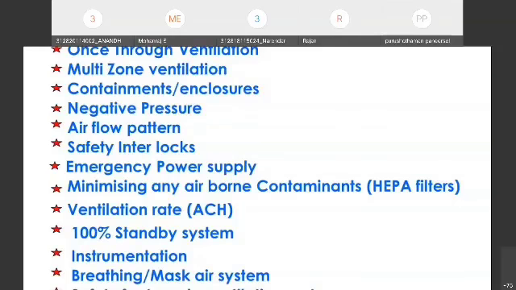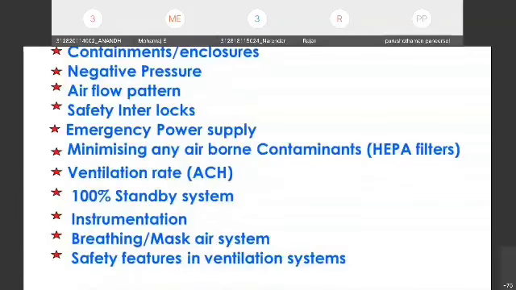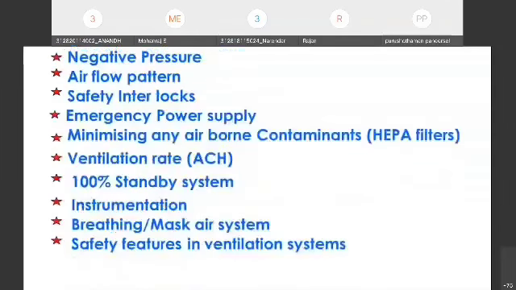Generally in radioactive facilities, the airflow or ventilation rates will be very high. Then we will have 100% standby systems in ventilation. There is a lot of instrumentation and controls required so that it operates flawlessly. Then we will have breathing air or mask air in various buildings, so that we can use it in case of emergency. These are the various safety things required in a radioactive facility.